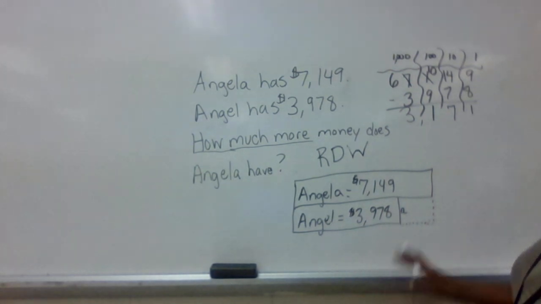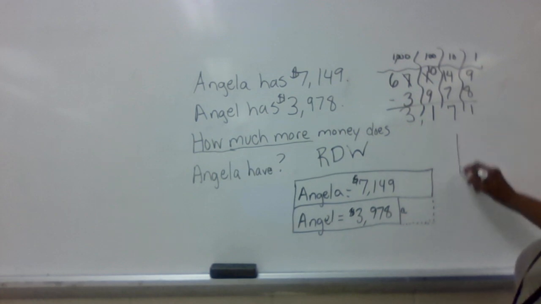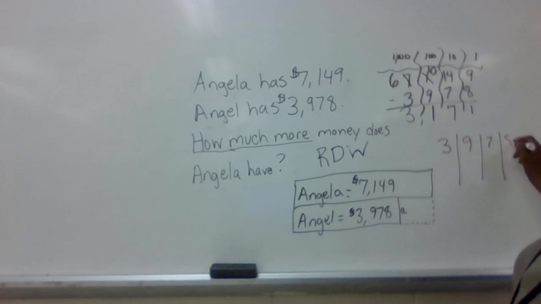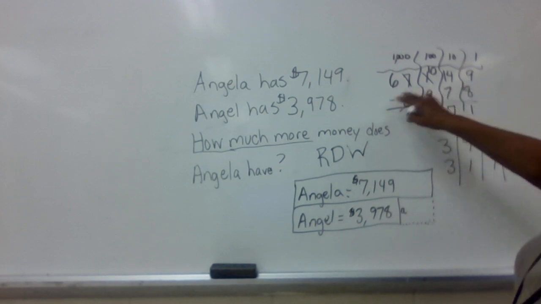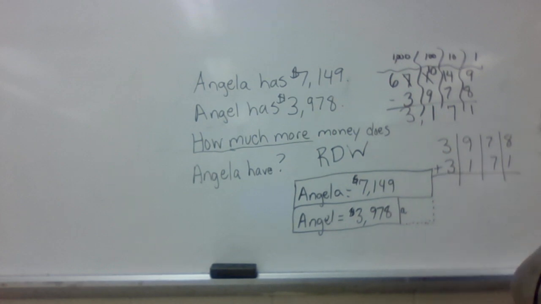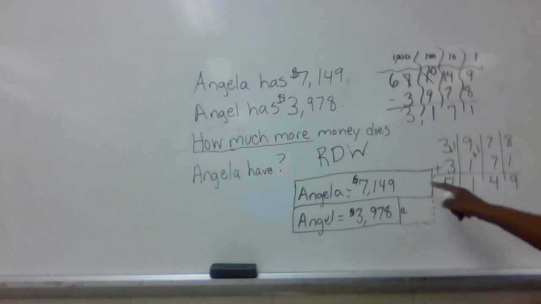We must check it before we just write and say this is our answer. So we're going to add these two numbers. So again, we're going to do the lines. 3,978, 3,171, and we should get the top number, which was 7,149, if we did our operations correctly. And 8 plus 1 is 9. 7 plus 7 is 14. 9 plus 2 is 11. 6 plus 1 is 7. So we have 7,149. That lets us know we're correct.